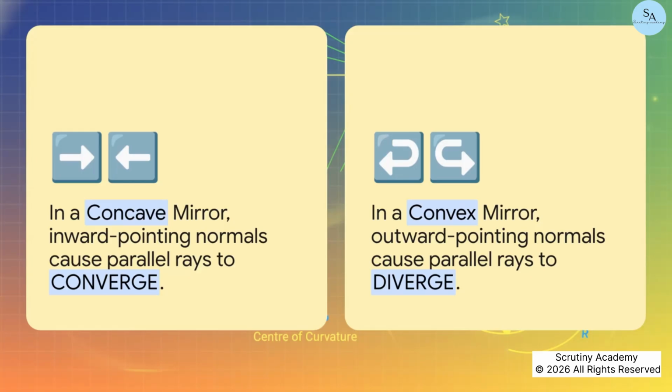And this shows you exactly what happens because of that. Since the normals on a concave mirror all point inwards, they force parallel rays of light to reflect inwards and meet at a point. They converge. And because the normals on a convex mirror point outwards, they force parallel rays to spread out and diverge. You see? The normal dictates the entire path of the light.